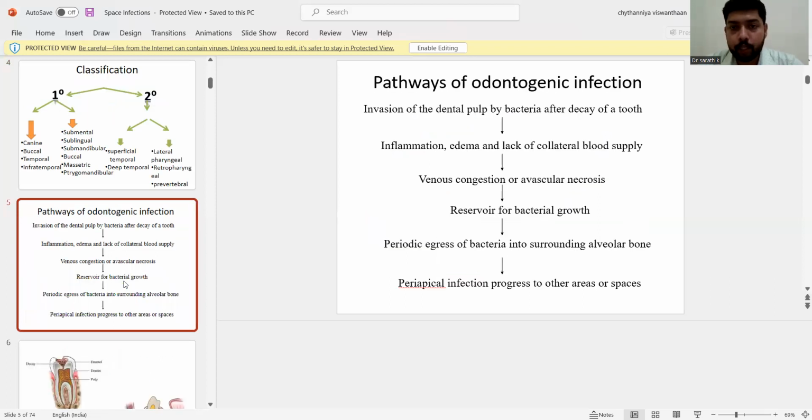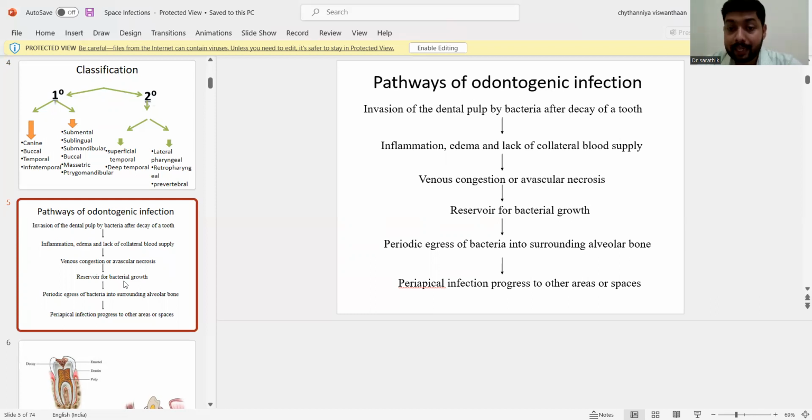Now we'll check into the details. What are the pathways of spread of your odontogenic infection? Imagine you have invasion of the dental pulp by bacteria after decay of a tooth. That is a usual normal phenomenon. The dental pulp is invaded by bacteria due to infection. What happens later? There is inflammation, edema, and lack of collateral blood supply in that area. Then there will be venous congestion or avascular necrosis. The necrosis happens due to avascularity, that means less blood flow in that particular area.